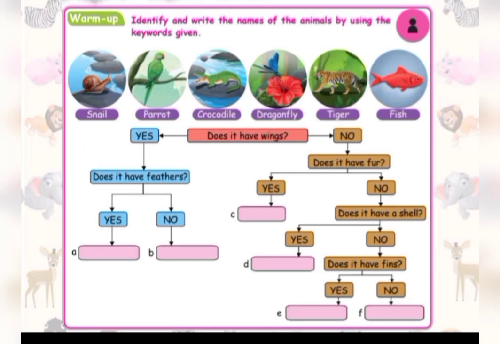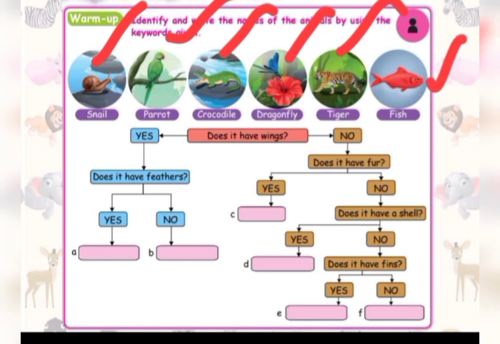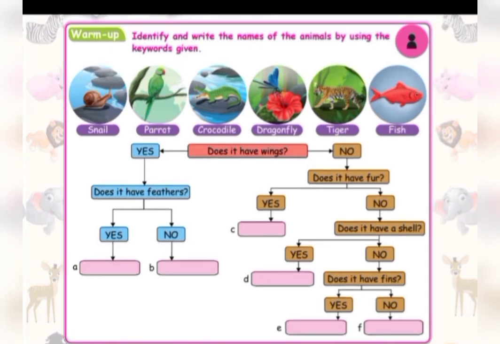Okay, children. See, before we do that activity, first, here what all is there? Snail, parrot, crocodile, dragonfly, tiger and fish. Before we do this activity, first, do you know what is feathers, fur, shell and fins? Have you ever seen, children? Okay, now we will see.